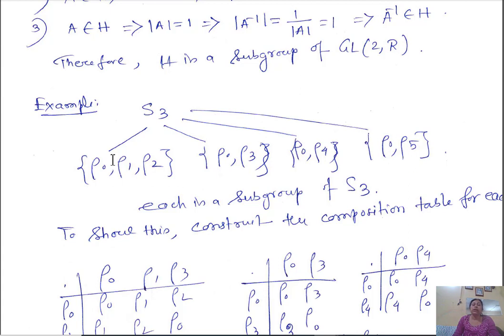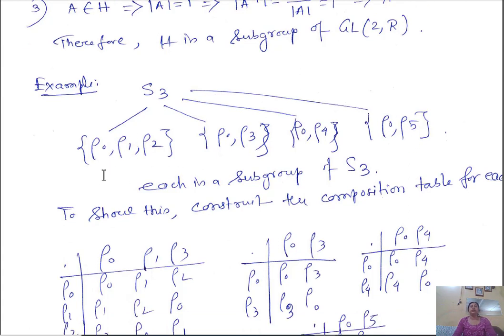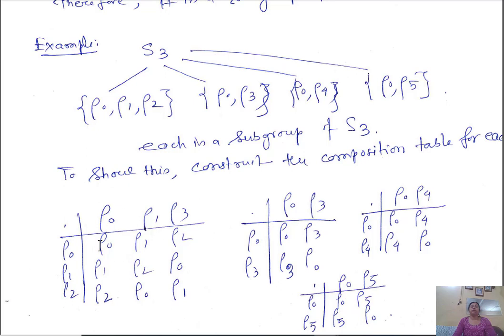In order to show this is a subgroup, just compute the composition table. Whatever you get inside the composition table, all are from this set itself, so the closure property holds. Everywhere it is an element of this set only. Rho 3 is not in this set, so rho 3 will not appear, and rho 5 will not appear. This you can also show with a composition table.